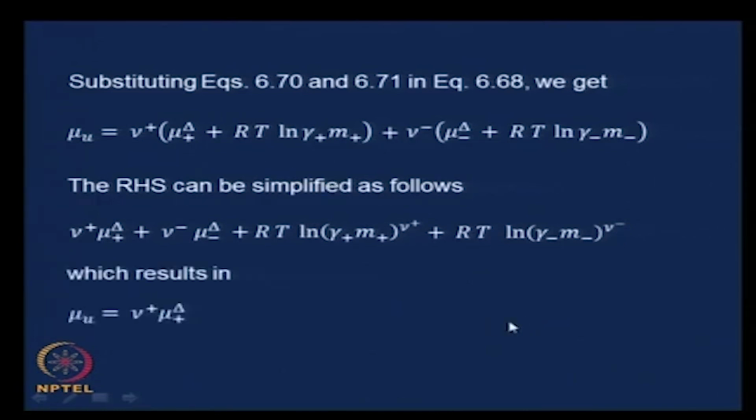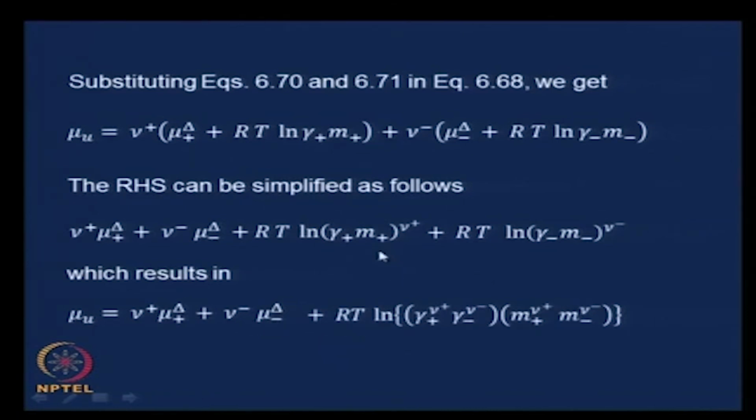which would result in nu plus mu plus triangle plus nu minus mu minus triangle plus, there are two logarithmic terms here added together, and if you put them together, the addition of logs is log of the products, and therefore plus RT ln gamma plus raised to the power of nu plus gamma minus raised to the power of nu minus m plus raised to the power of nu plus m minus raised to the power of nu minus, equation 673.